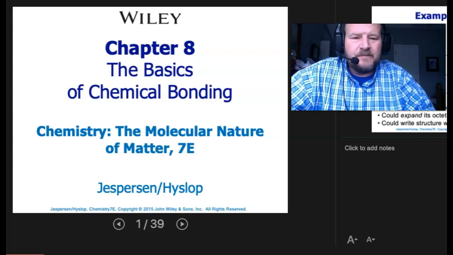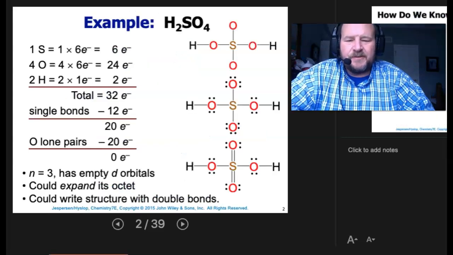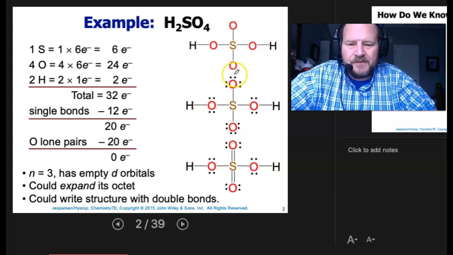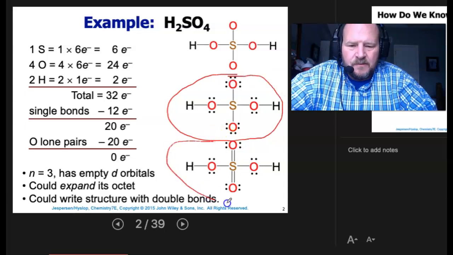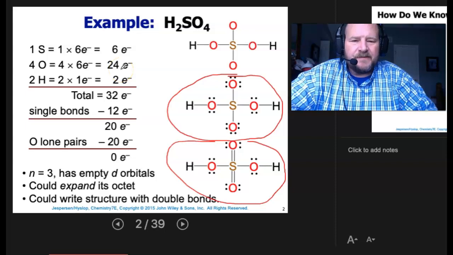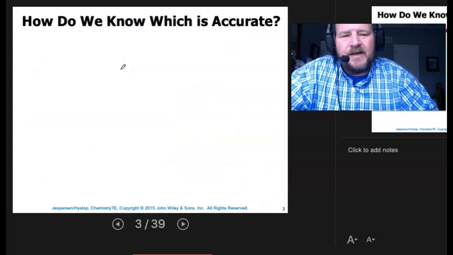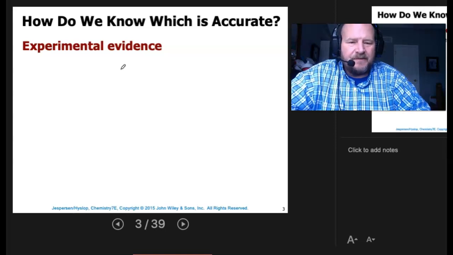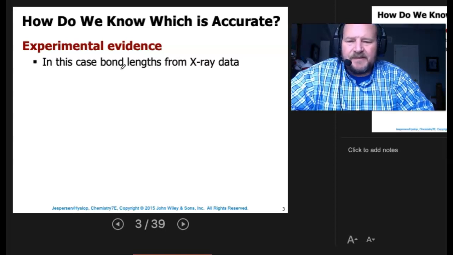Segment 5. So we left you with a little bit of a cliffhanger on an H2SO4. We're looking at these two different structures and we're asking ourselves which one is correct. Is it this one or is it this one? And we kind of led to the idea of experimental stuff. So here, how do we know which one is accurate? Well, again, we're going to rely on experimental evidence. In this case, bond lengths from X-ray data.